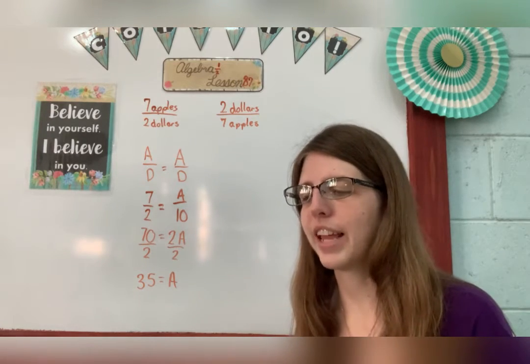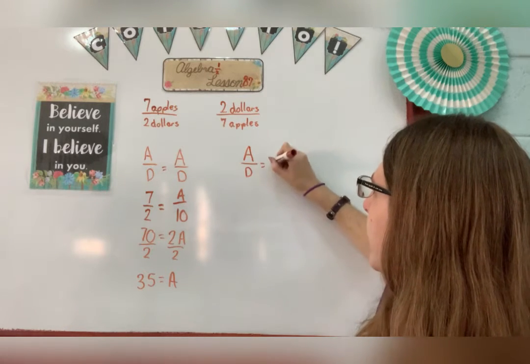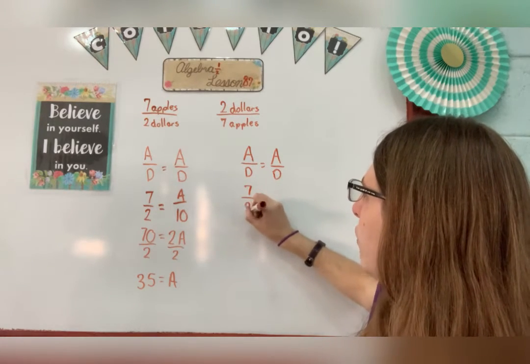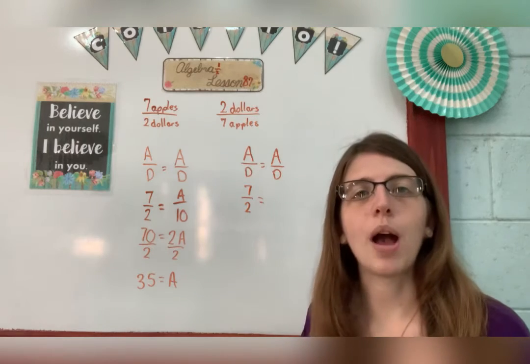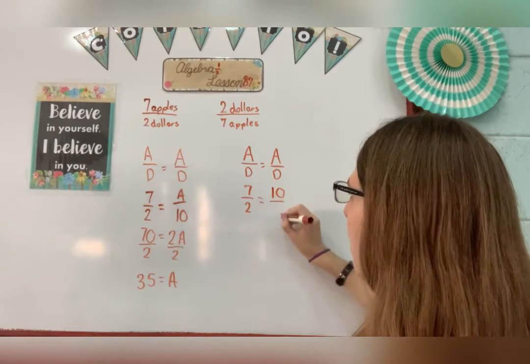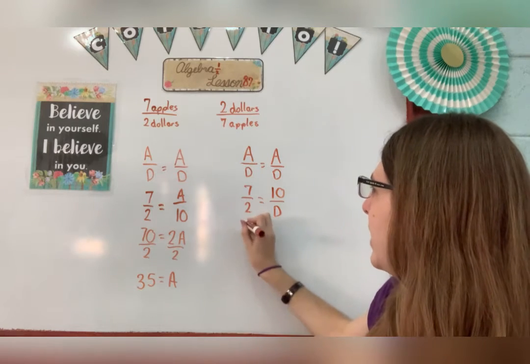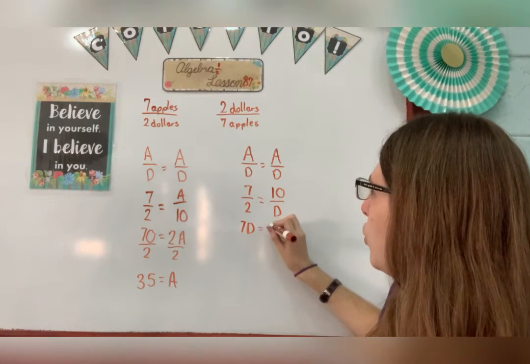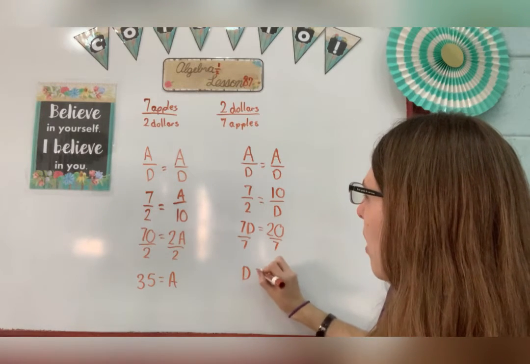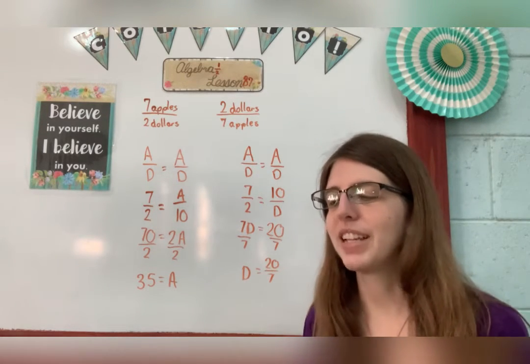Okay, so let's try the second one. So I still have my ratio of apples to dollars equals apples to dollars. I know that I have 7 apples for $2, but this time I want to know how many dollars I need when I want to buy 10 apples. So I put 10 in place of apples, and this time I'm looking for D, the dollars. I still cross multiply. 7D equals 2 times 10 is 20. Divide both sides by 7. So my dollars equals 20 over 7. Just like I did in the first problem, okay? It's as simple as that.